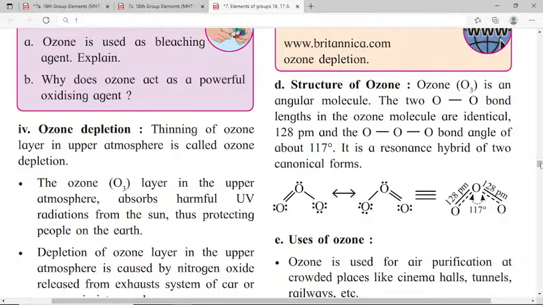128, please mention 128 here. Is it okay? Screen clear? 128 is written as 128 picometer bond length, and the bond angle is also very important, 117 degree is the bond angle.